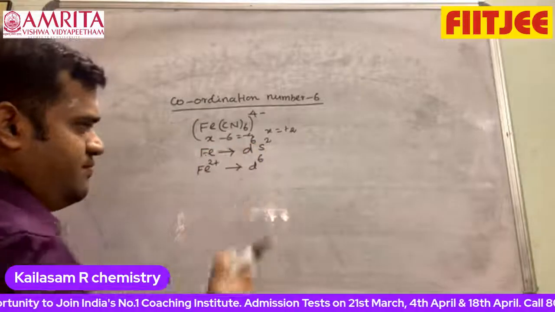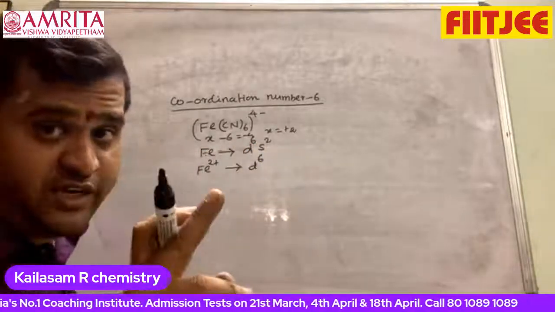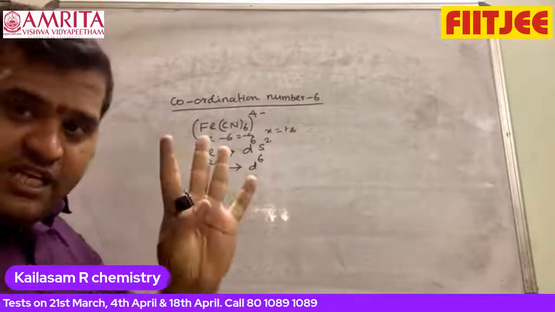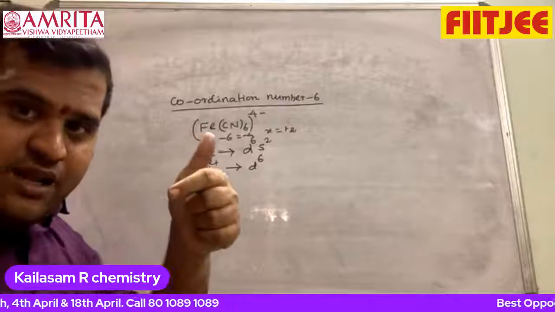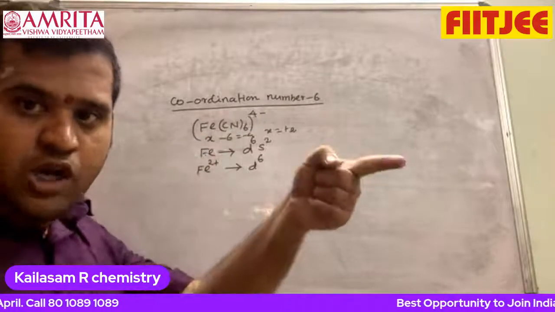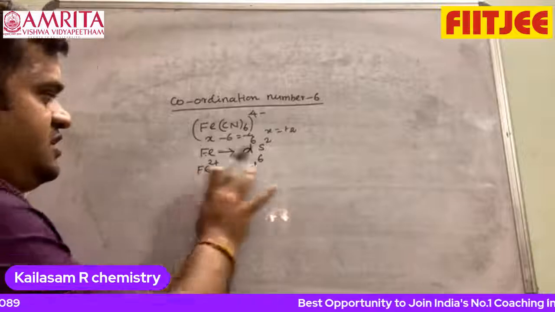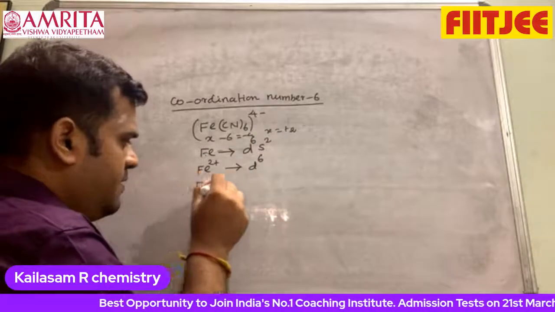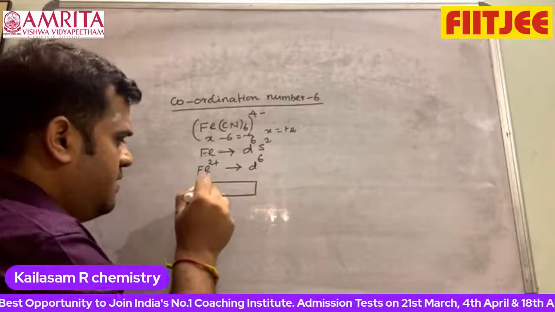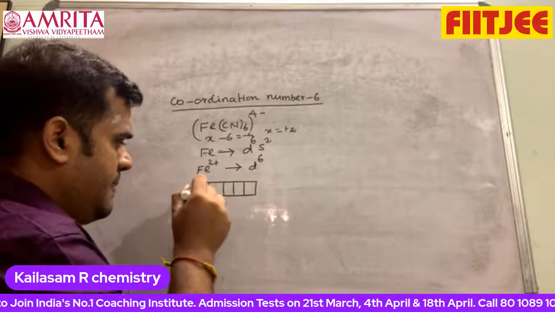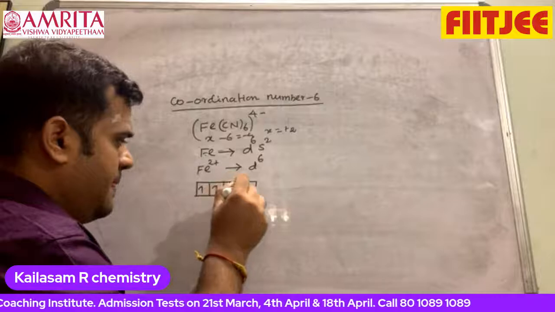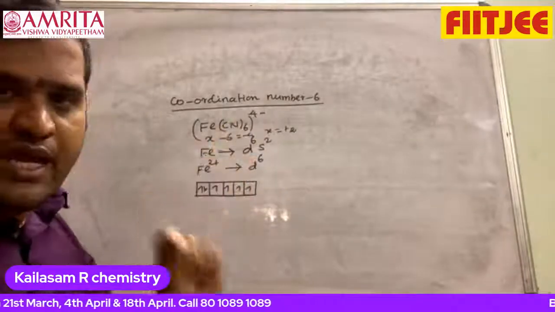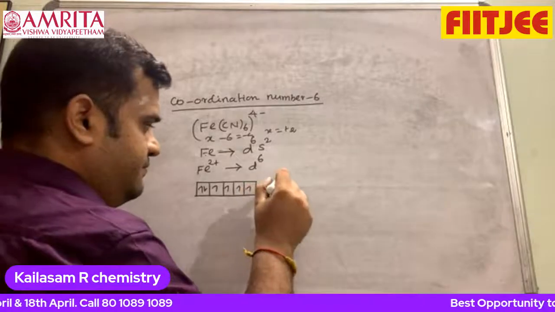Fine. So I told you d6 configuration means, that is d4, d5, d6, d7. In these four, depending on the nature of the ligand, we can say inner orbital or outer orbital complex. Now I have taken this Fe2+ with d6 configuration. Now draw like this. I have drawn that. Now we know that the metal atom has a lot of empty orbitals. I am writing that.